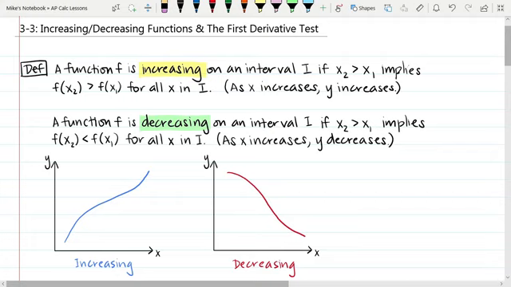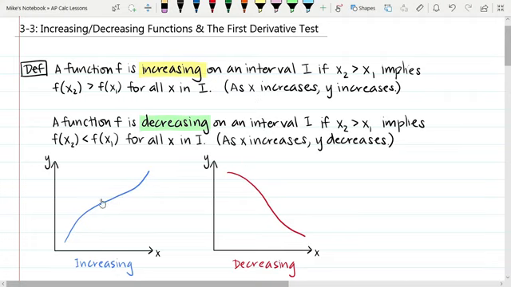So a function f is increasing on some interval I if x2 greater than x1 implies that f of x2 is greater than f of x1 for all values of x in that interval. Long story short, as x gets bigger, y should also be getting bigger. That's what that's basically saying for increasing. And then decreasing is similar to that. So a function f is decreasing on some interval I if x2 greater than x1 implies that f of x2 is less than f of x1 for all x in that interval. So in other words, as x gets bigger, the y values actually get smaller or lower.